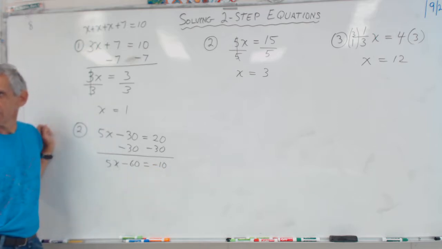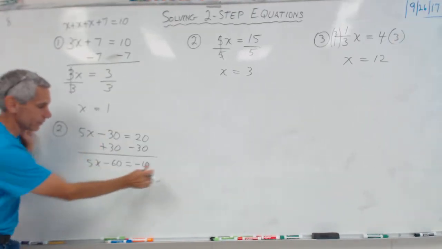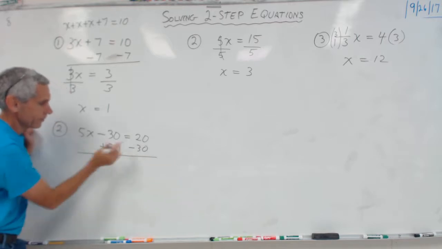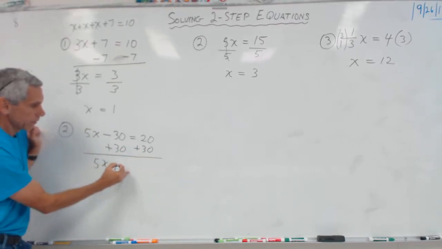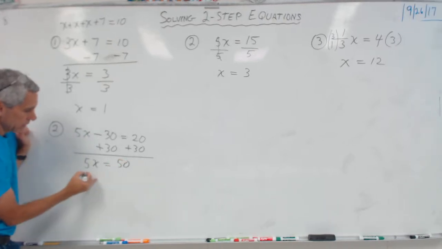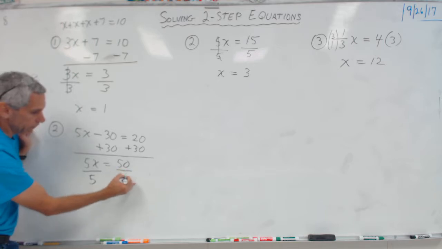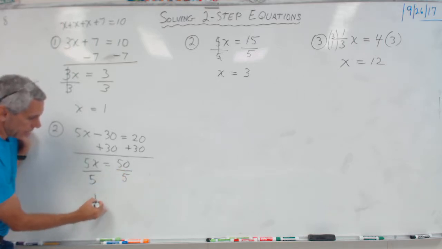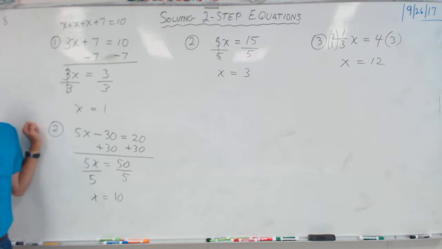Wait, is that right? No. You've got to add. Remember, if this sign says negative, this one has to be positive, so we'll get rid of that. So now I have 5x is equal to 50. Now I'm going to divide by 5, and you get x is equal to 10. Pretty straightforward, pretty easy.